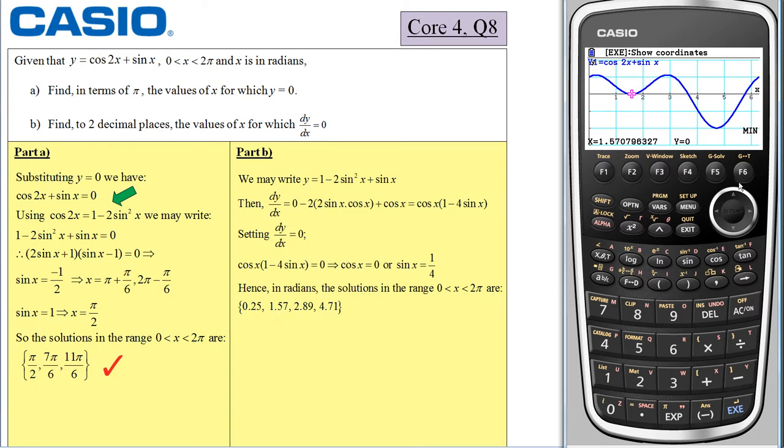And finally the last one, if I scroll to the right, is here, 4.71 and so on. And again, that corresponds to the final value here. So the calculator has confirmed my four solutions within the range 0 to 2 pi to be correct.